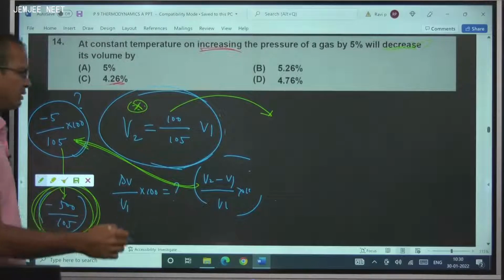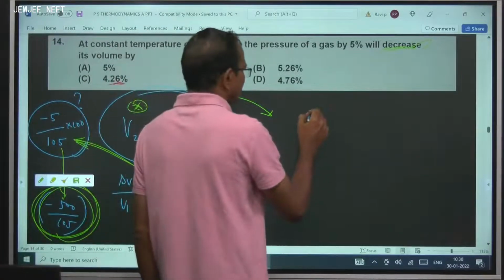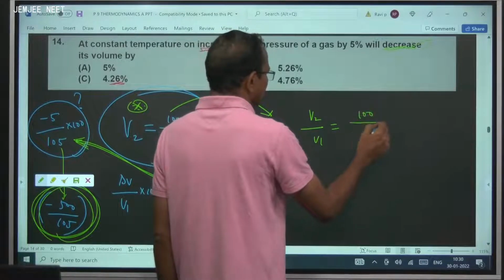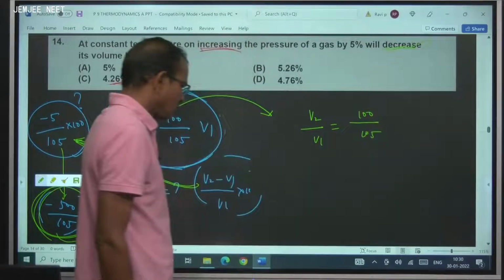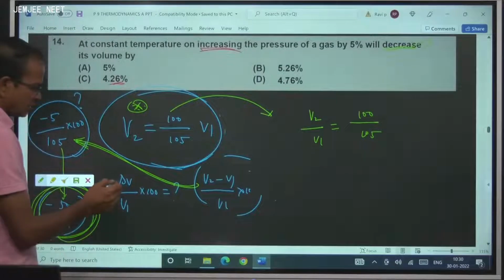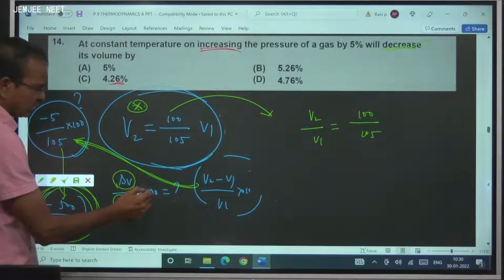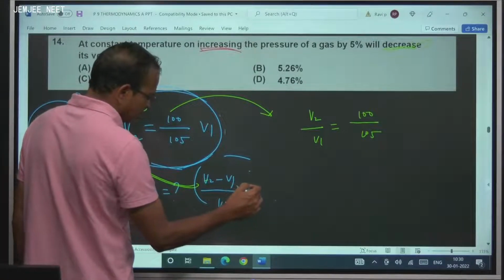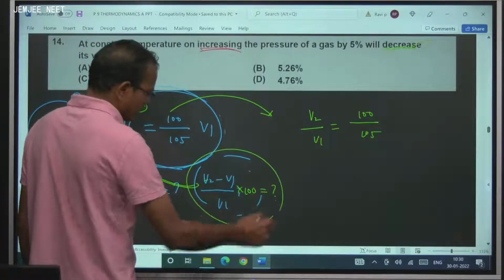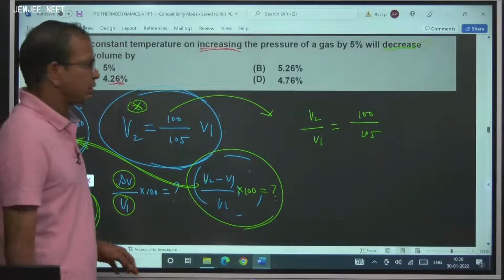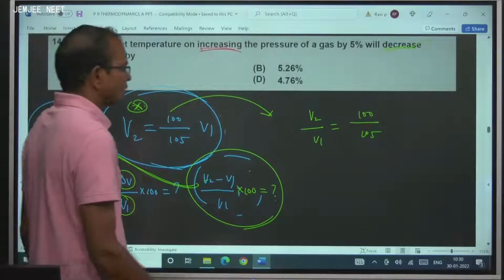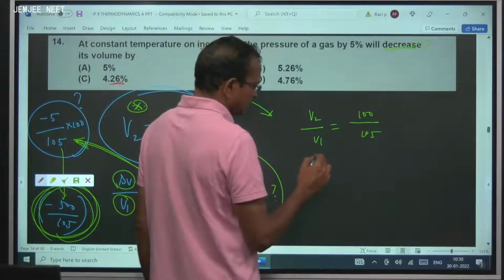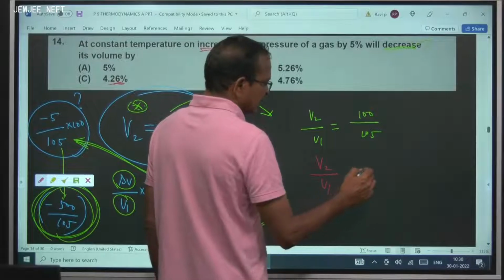No, sir. Right. இப்போ எனக்கு என்ன வேணும்? V2 by V1 equal to 100 by 105. What is under the question mark is change in volume by original volume into 100, that is V2 minus V1 by V1 into 100. இதுதான் இப்போ எனக்கு question markல இருக்கு. This is what I am interested in finding. So the next step is so simple. Operate minus 1 on both sides.